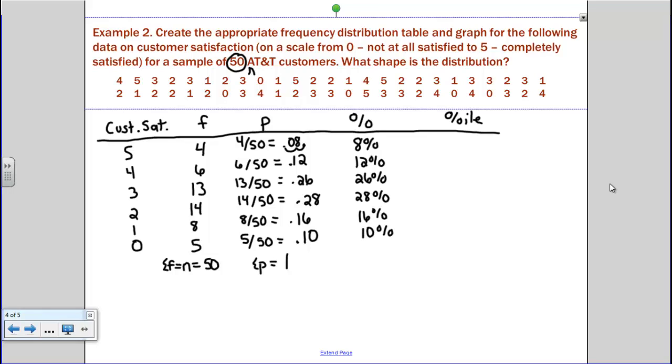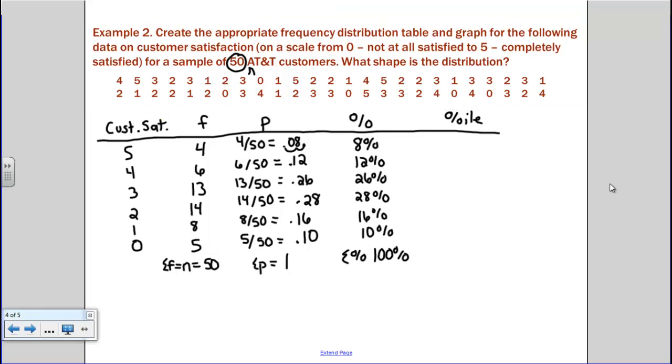10%. And then if I add all these together, 8 plus 12 plus 26 plus 28 plus 16 plus 10, lo and behold, I get my 100%, meaning that the entire data set is represented in this table, 100% of it. Okay, let's move on to the percentile column.